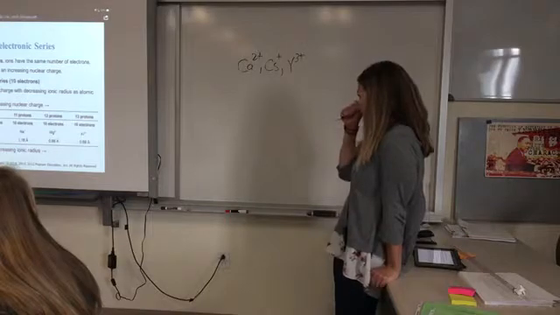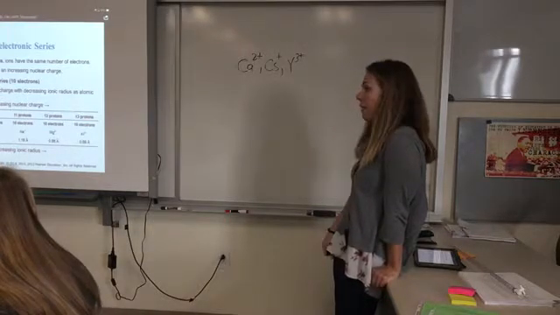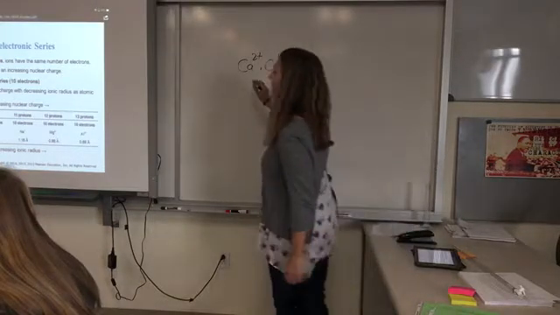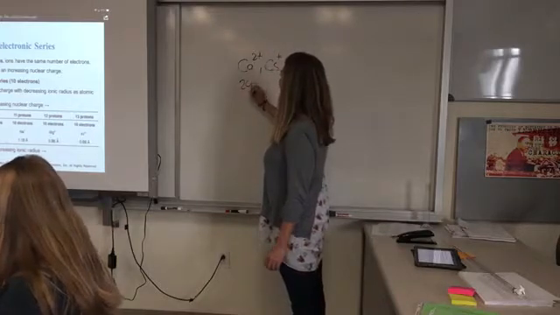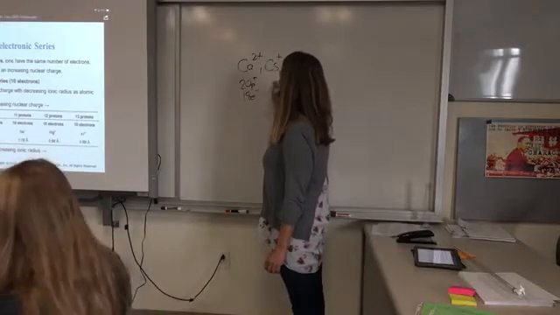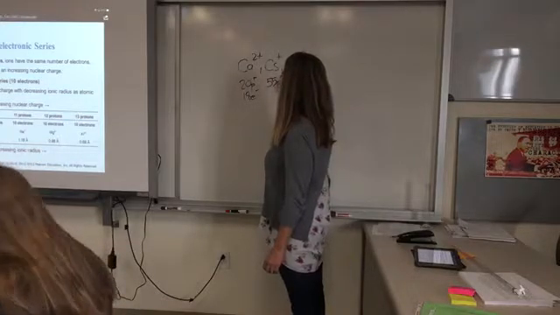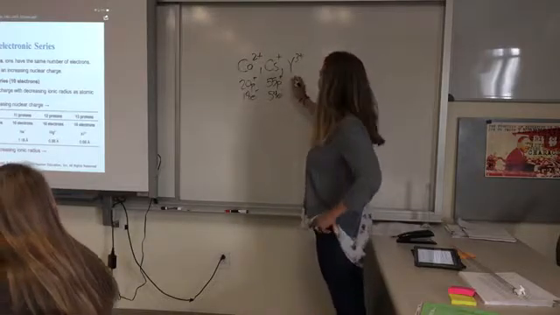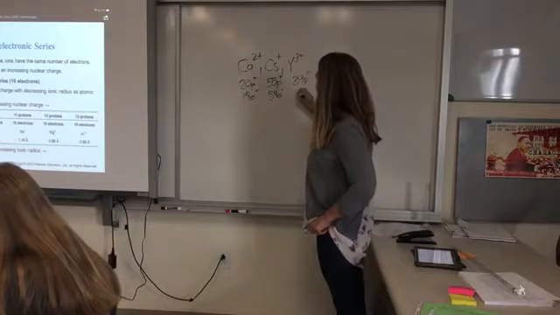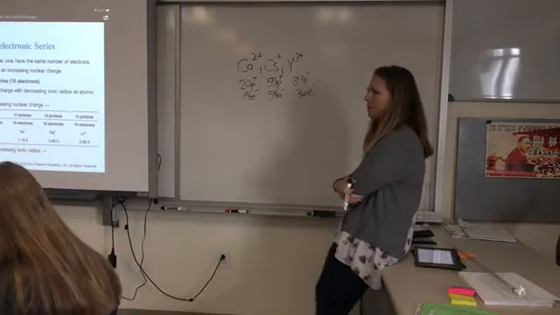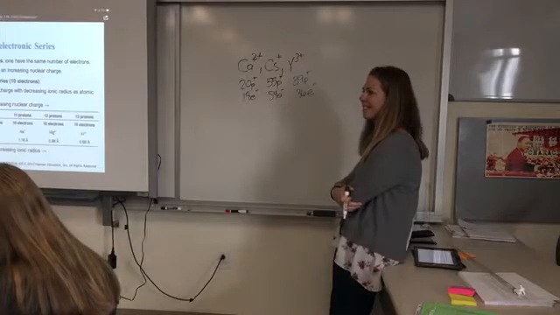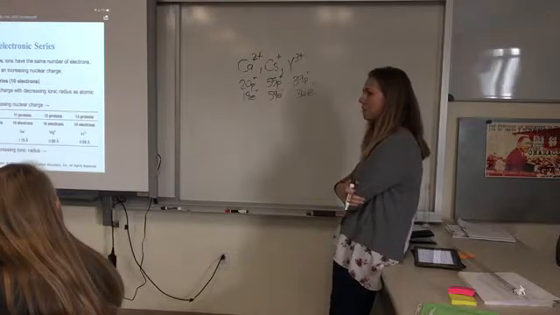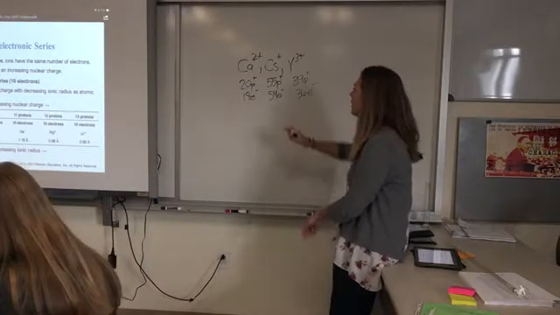So are these isoelectronic, by the way? No, they're not. Calcium has 20 protons and 18 electrons, right? Cesium has 55 protons and 54 electrons. And yttrium has 39 protons and 36 electrons, right? So who would be the biggest? Cesium. It has extra energy levels compared to these other ones, doesn't it? So this is the biggest.